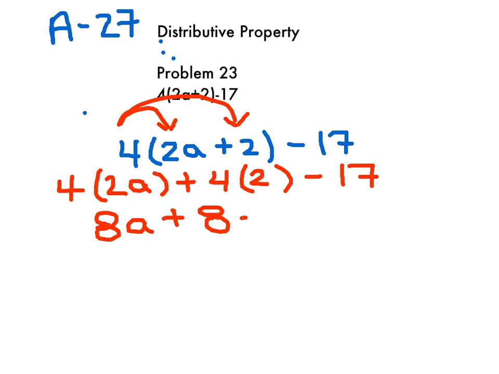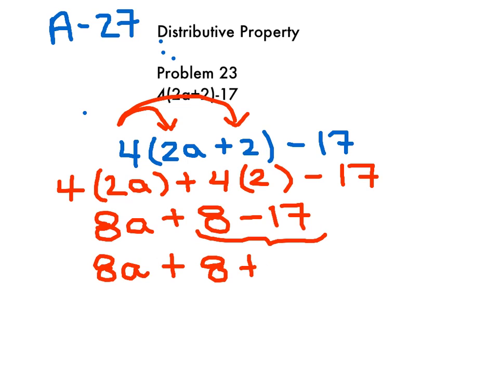Plus 8 minus 17. And then I come over here and I say I have 3 terms, and I'm going to look at these. This one has an a, this one doesn't, this one doesn't. So I know I can collect up those like terms. So the 8a stays because it's the only one with the a. And I'm going to rewrite this as plus 8 plus a negative 17. So that's going to give me 8a.